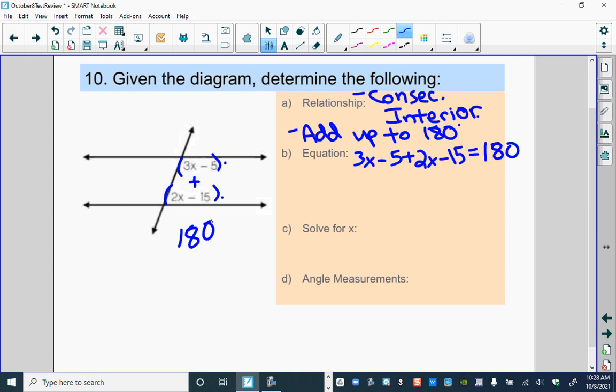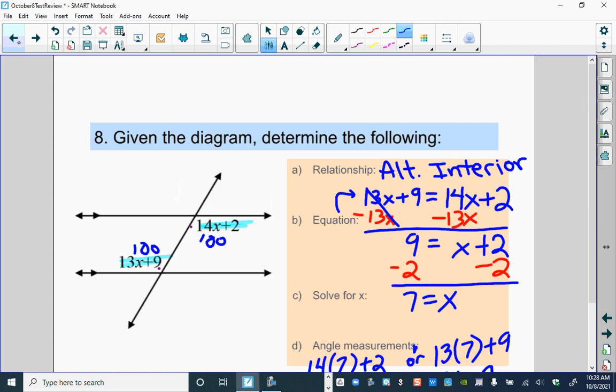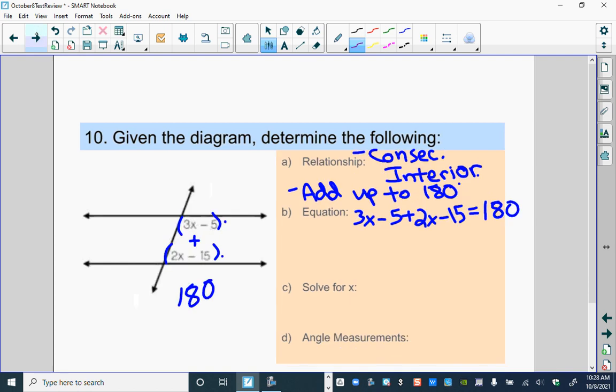Now, unlike the previous problem, I'm going to step back for a second. You know how we had our x terms on opposite sides, correct? For number 8, we had the x on one side and the x term on the other. That's when we had to take the opposite sign. Unlike number 8, number 10.